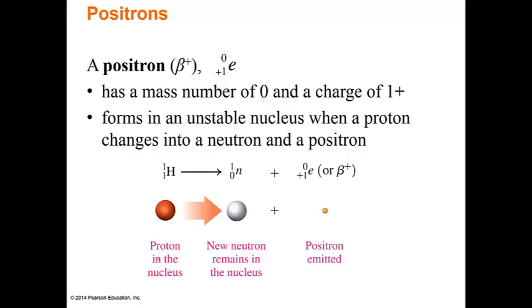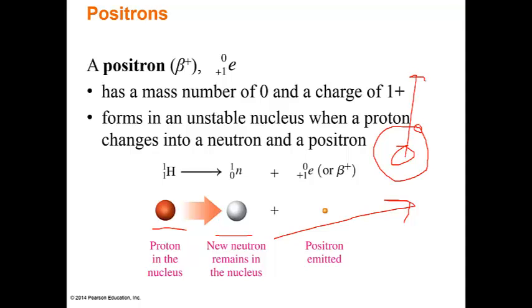All right, so proton in the nucleus right here. New neutron remains in the nucleus, and the positron goes out of the nucleus. And remember, nucleus center, and we got our electron clouds, which I know looks like a solar system. It's not really an accurate representation, but that positron goes flying out of the nucleus.